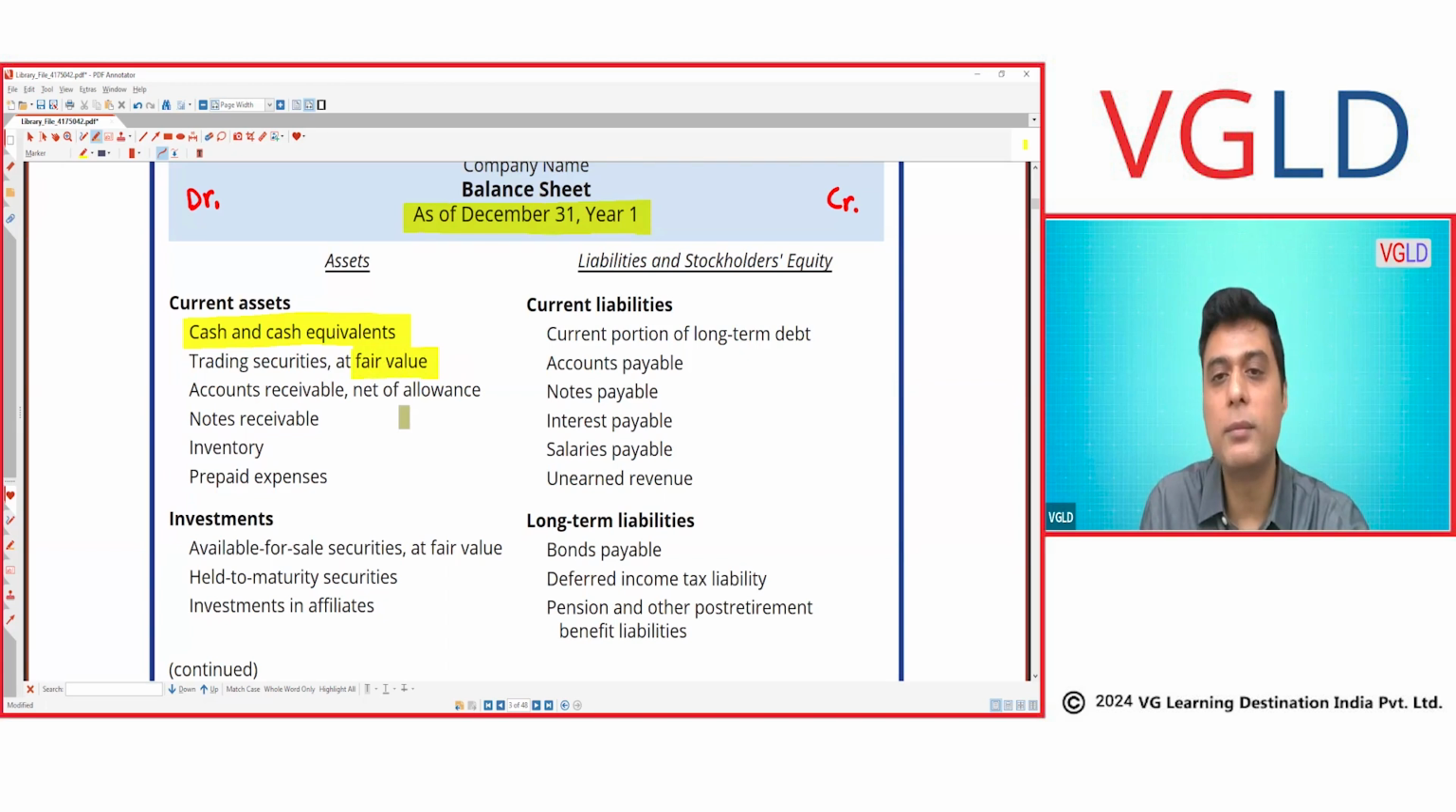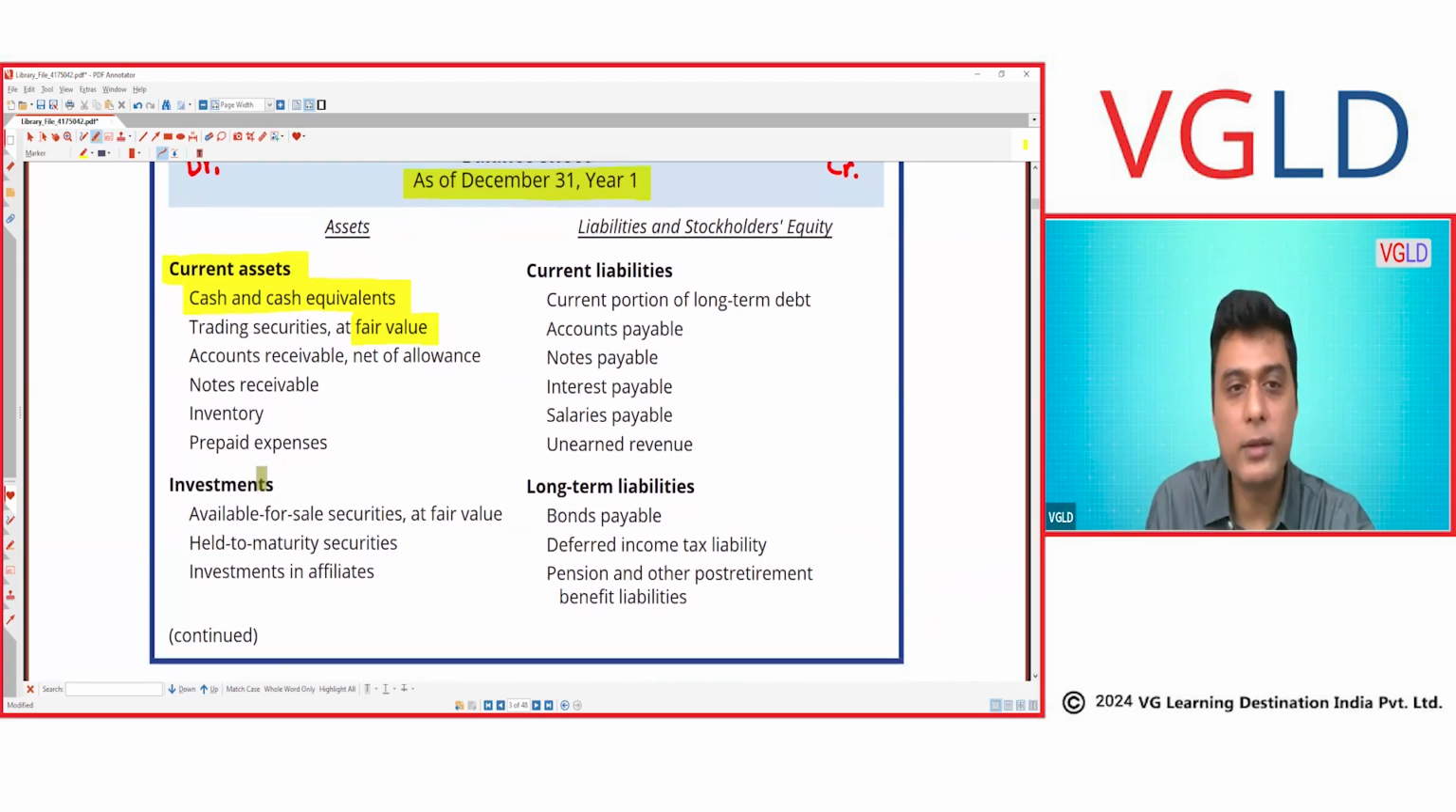So we will see that in the balance sheet, different items are shown at different measurement bases. Trading securities' measurement basis is fair value. Accounts receivable is net realizable value, NRV. Note receivable. So different items have different measurement bases, and when we go to their respective modules, we will talk about the measurement basis. Okay, here it is written, so I highlighted. Accounts receivable, net of allowance, right? Then you have notes receivable, inventory, prepaid expenses. These are your current assets.